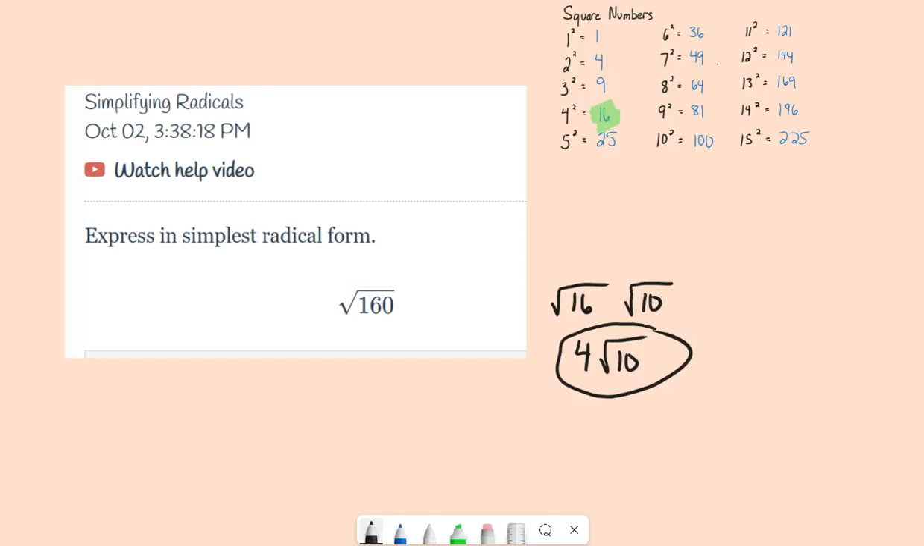Okay, for this one, I noticed that you have root 16, and 16 can definitely go into 160. That's 16 times 10, so we had root 16 times root 10. And then with root 16, 16 being a square number, that simplifies to 4. Now 10 cannot be divided evenly by any square number, so we're not going to break that down any further. It's just going to be 4 times root 10.